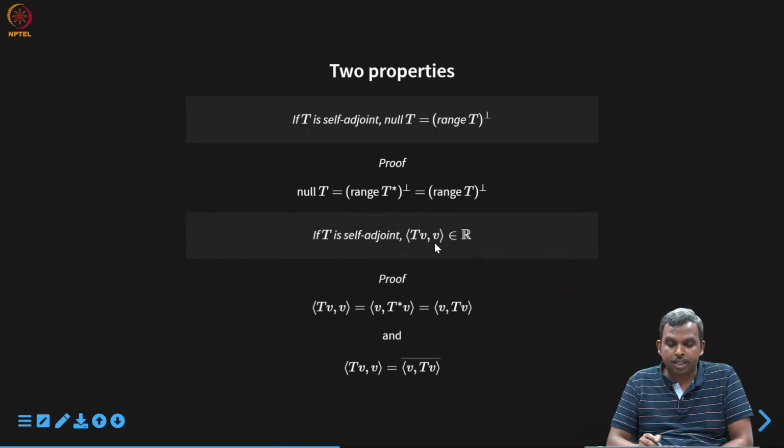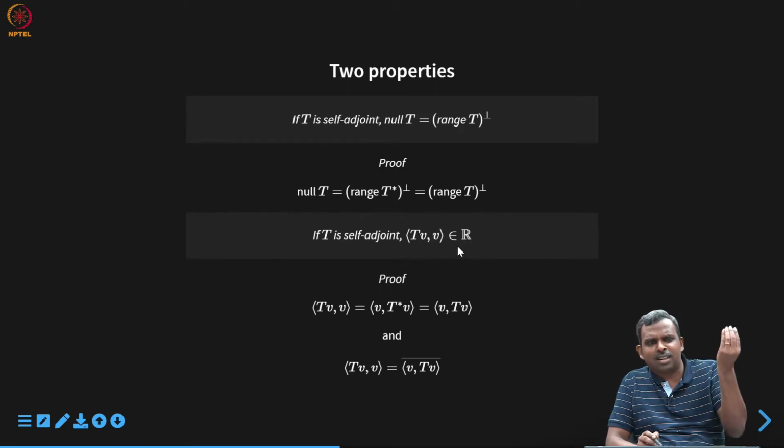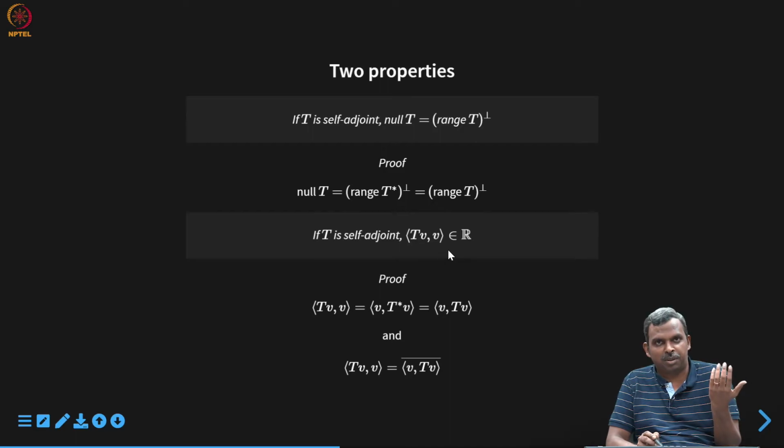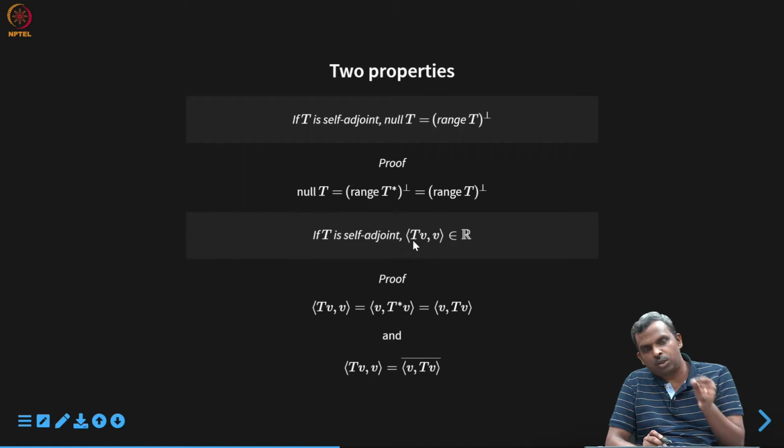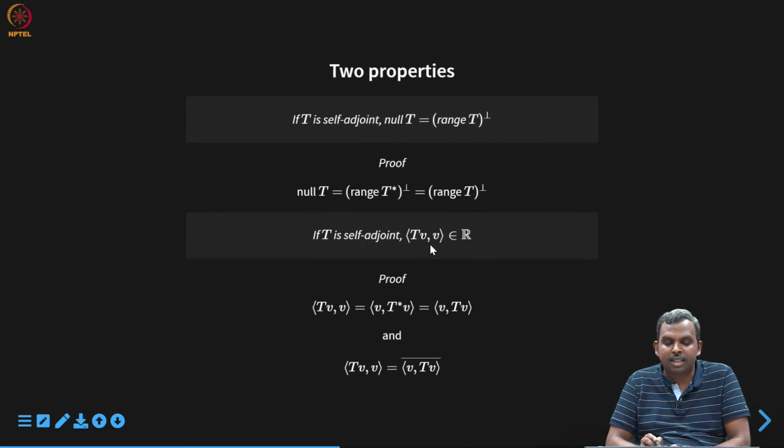Another very interesting property is TV comma V. We saw that there is something real going on. Even in the Hermitian symmetric case, the diagonal values have to be real even in a complex space, because the conjugation has to be the same. This is an extension of that. What this says is, if T is self-adjoint, you take V and look at what happens when you hit it with T, so it goes to TV. The inner product of TV comma V has to be real. You cannot have anything other than real there.